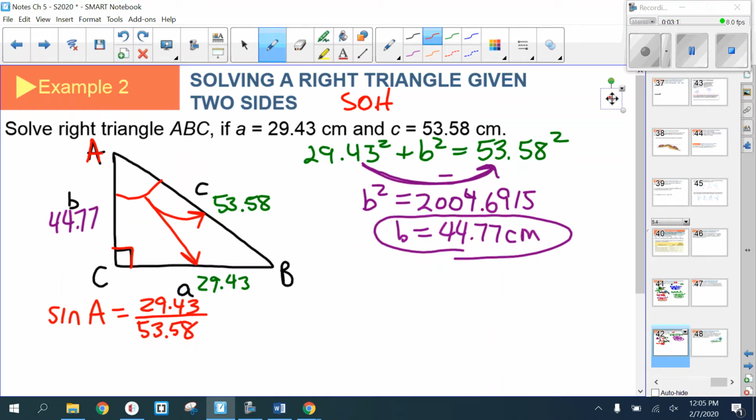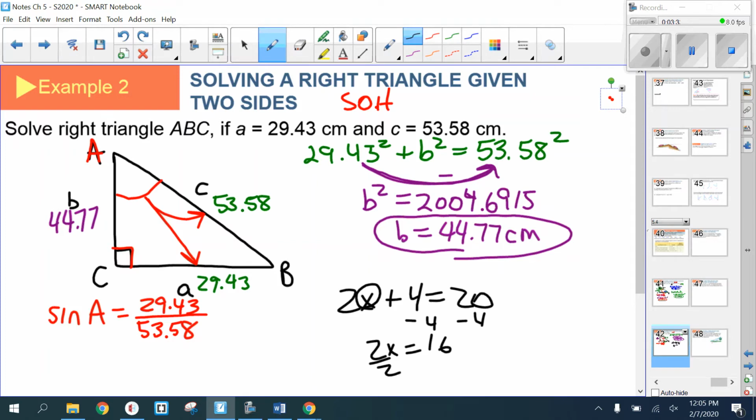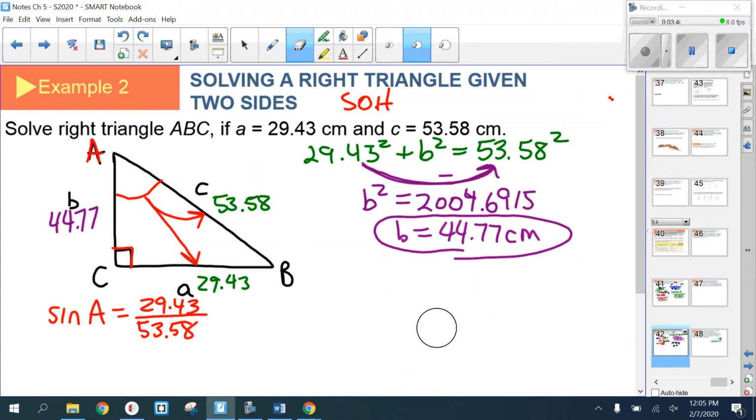Now, this one's a little bit different than the last problem because you're missing the angle. Okay, so I always relate it back to a problem like this. If you're solving an equation with only one variable, you always undo those operations, right? Don't write this down. You're going to subtract 4 and you're going to divide by 2. You're undoing operations, right? Okay, that's how you solve. And so it's the same thing with this problem. We're going to undo the math that's on the angle.